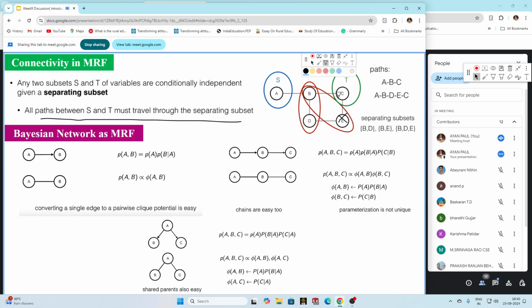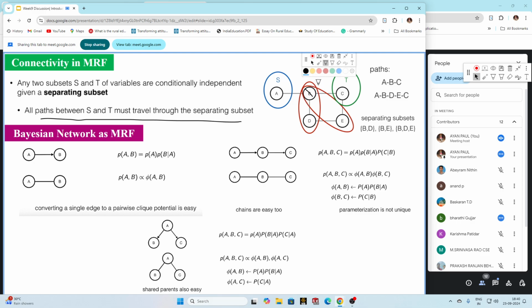Now what will happen is A to E. So you are comparing A to E. Is B blocked or not blocked? If B is not blocked, then you can travel from A to E. If B is blocked, then there is no path to travel, because you have blocked this neighbor, so you cannot travel from A to E. So A and E are independent if B is given. A, C, E are independent.